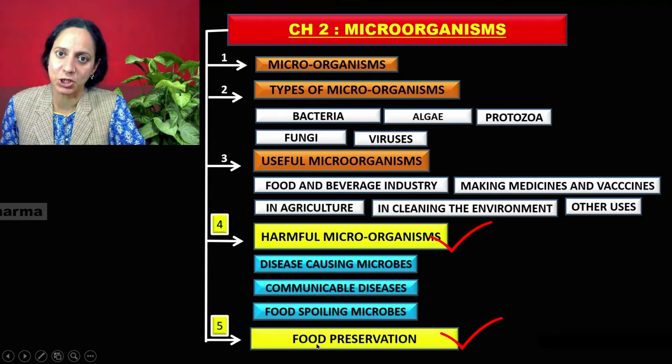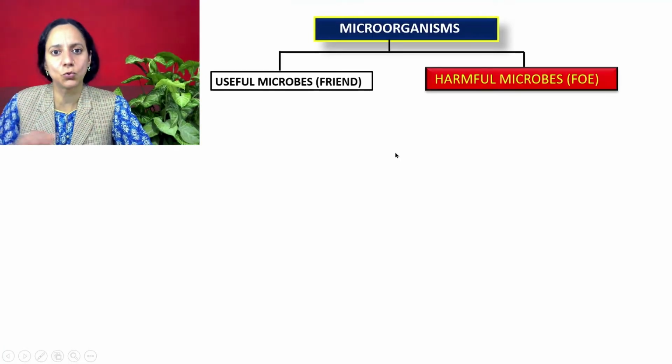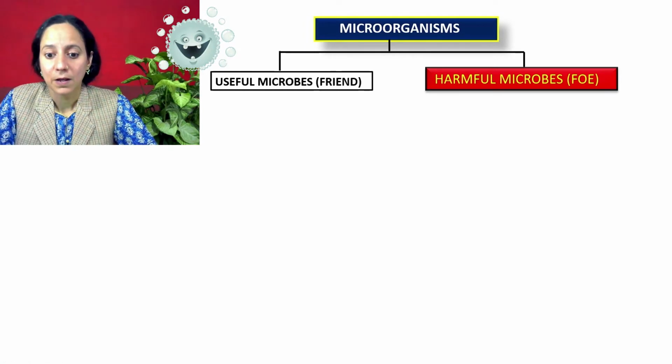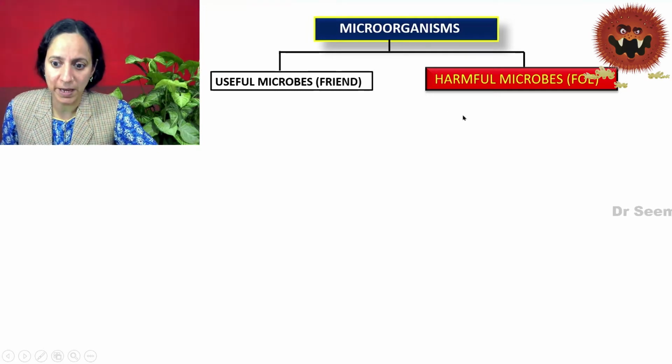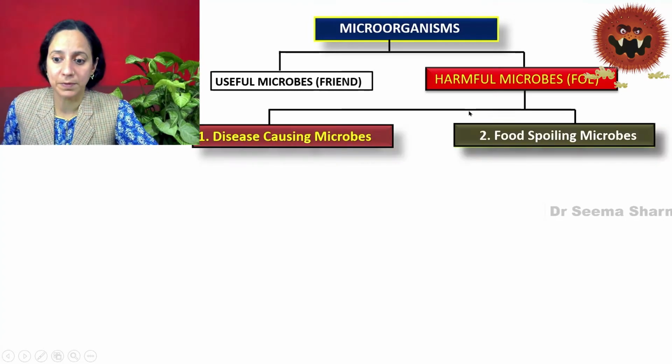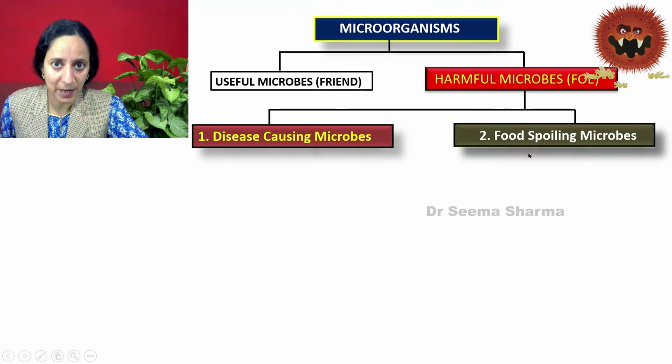Now you know, students, microorganisms are those organisms which are very small, and they cannot be seen with naked eyes. They can only be seen with the help of a microscope. Now, on the basis of their effect on human life, they are broadly categorized into 2 types: useful microbes and harmful microbes. In this video, our focus is on harmful microbes. There are further 2 subtypes. First, disease-causing microbes, and second, food-spoiling microbes.